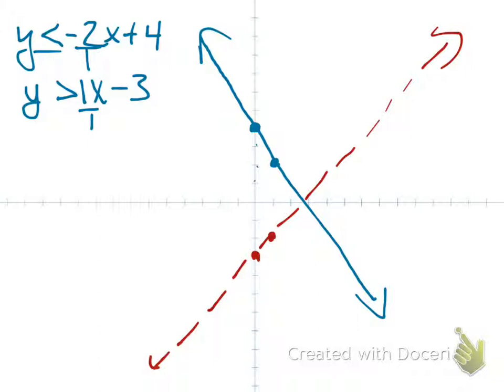Now I would look at the shades. And the shading here basically would tell me that I need to say, for the first one, that's what? Shade below.